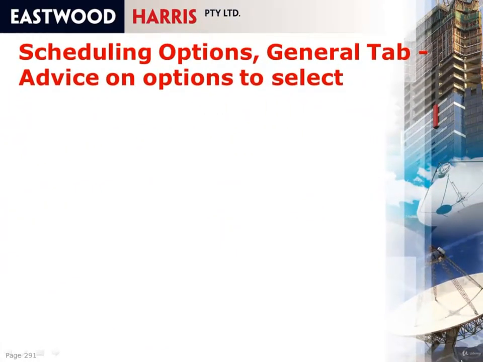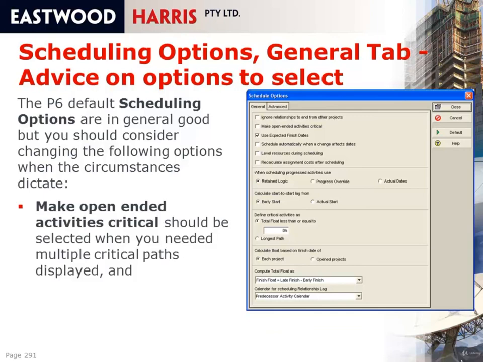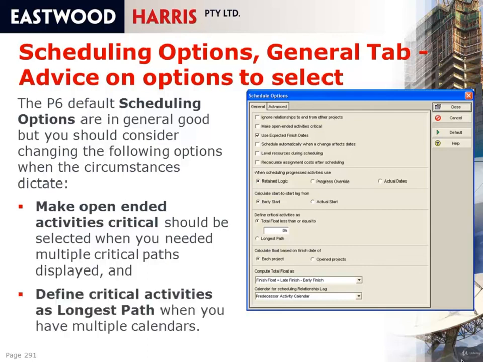Scheduling Options General tab. Advice on options to select. The P6 default scheduling options are in general good, but you should consider changing the following options when the circumstances dictate. First of all, you need to select Make open-ended activities critical when you have the need for multiple critical paths. That's where you have a schedule where you want to show the critical path through different areas of the project. And secondly, you need to select Define critical activities as longest path when you have multiple calendars.